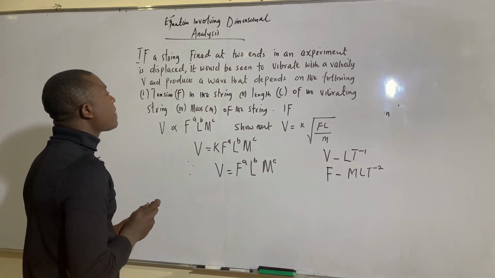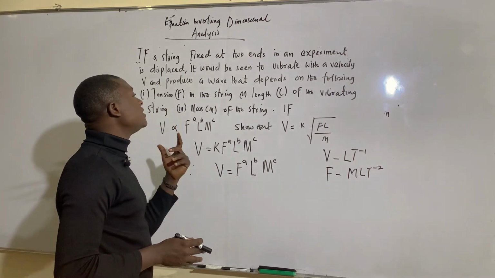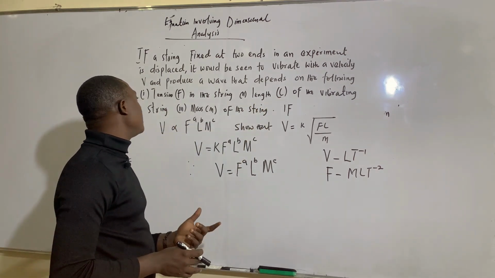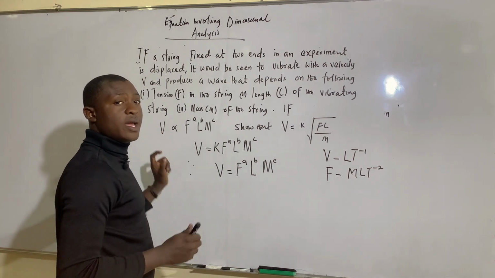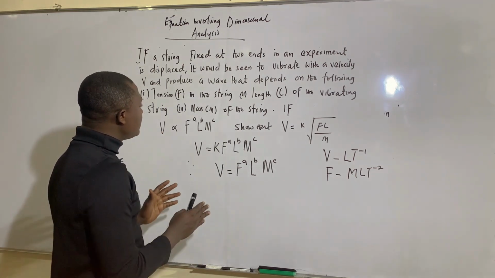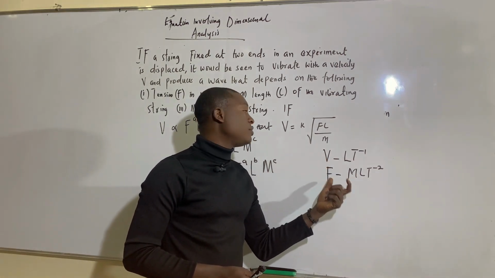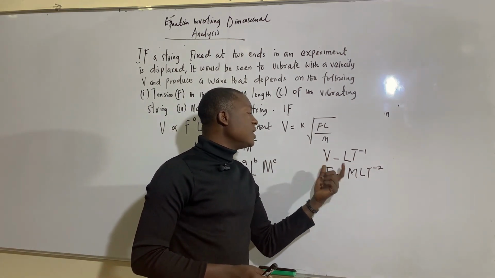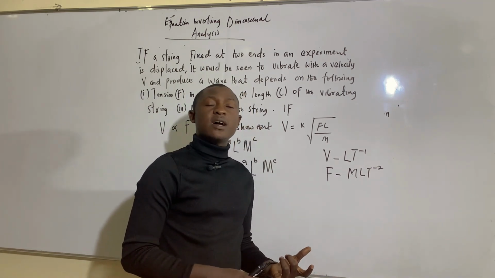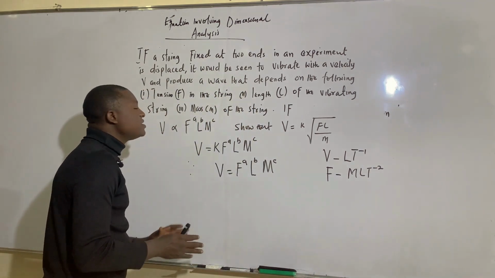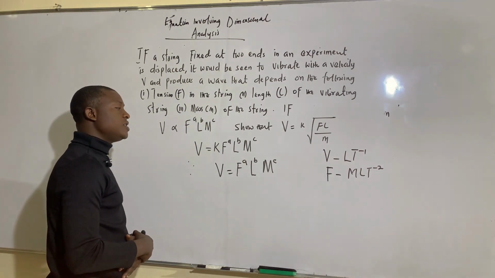You see all this grammar? They are just telling you what each letter represents there: what F represents, what L represents, and what M represents. After you know what each letter represents, just go back and recall from the previous one the dimension of V, which is velocity, the dimension for tension, which is force, the dimension for length, as well as the mass. After knowing that, you don't have any issue. Just plug them in and find the values one after the other.